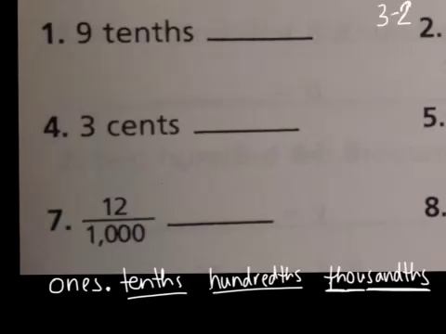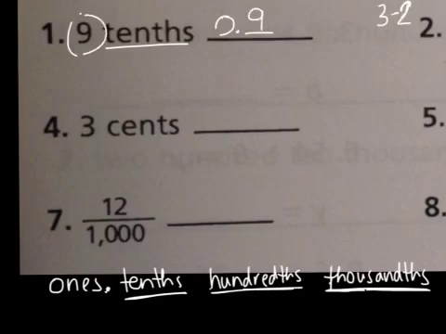The first thing to remember with 3-2 is just to know that place value, that you have your ones place and then the decimal point, and then you have tenths, hundredths, thousandths. So when it says tenths, you know you have tenths. And now all we have to do is fill in this 9.